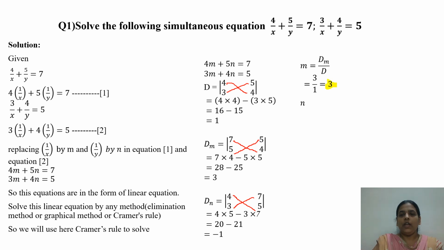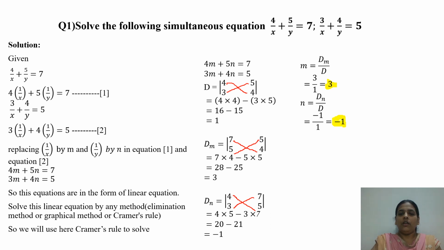Next we want to calculate the value of n. So n is equal to what? Dn upon D. Next, what is the value of Dn? Dn value is what? Minus 1. And D value is 1. So minus 1 upon 1, that is minus 1. So this is the value of n.